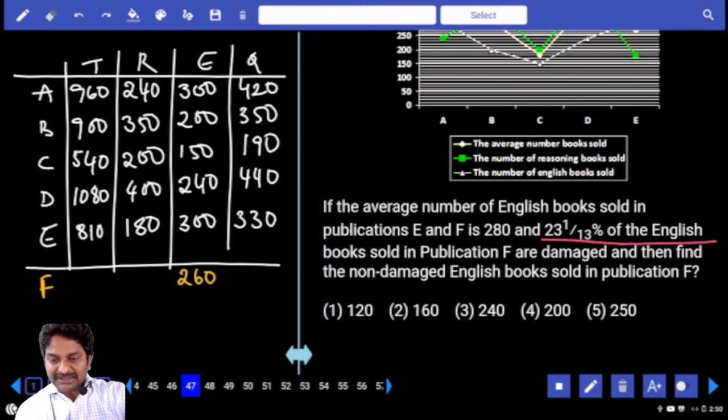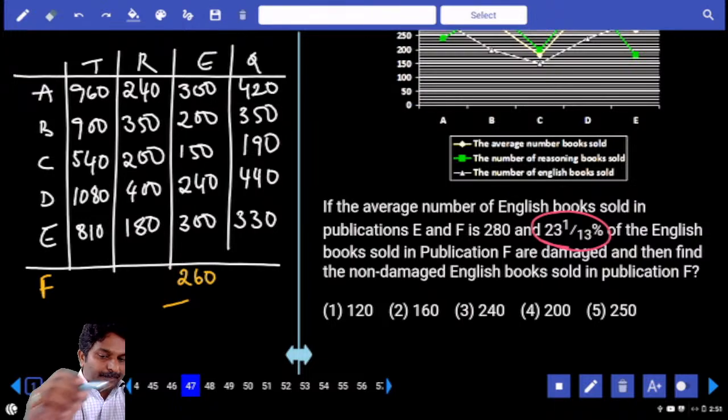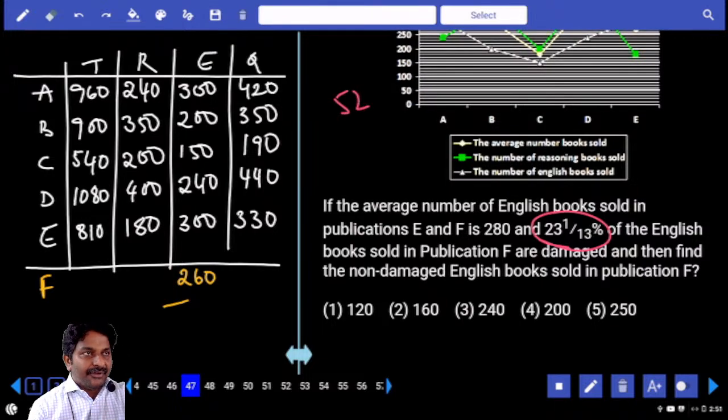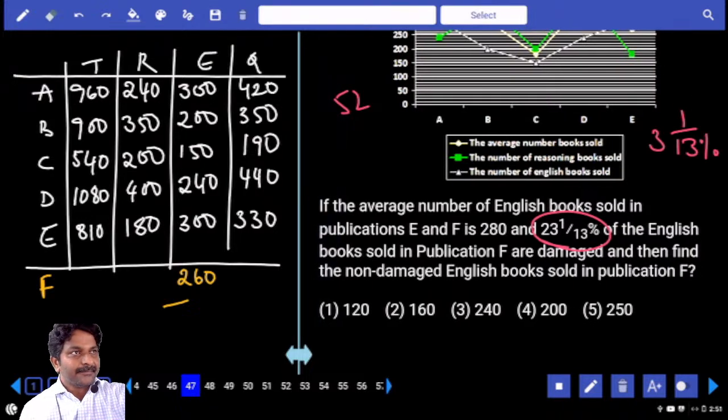23 1/3% of English books sold in publication F are damaged, and the number of non-damaged English books sold in publication F is? So out of this 23 1/3% got damaged. Let's find it out. Let's first calculate 23%. What is 20% of this number? 52. Then 3%. 1/3% we have.